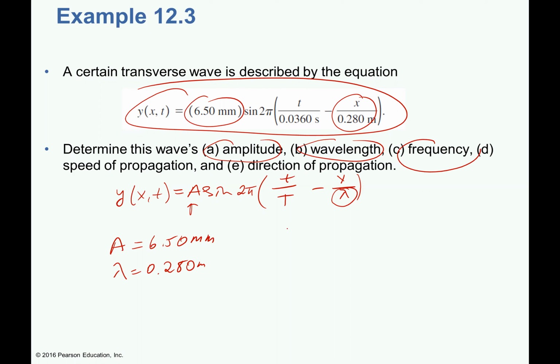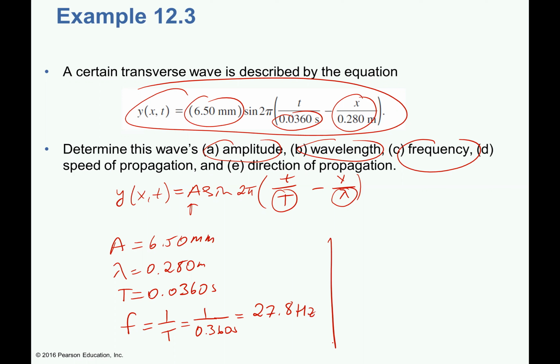All right, so what is the frequency? Well, here you're not given frequency directly. But what you're given is the period, which is that term over there. So technically, the period is 0.0360 seconds. But we know that linear frequency is 1 over the period. That means 1 over 0.0360 seconds, and that should give us 27.8 hertz.